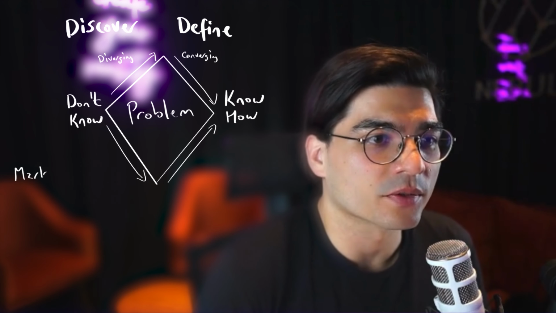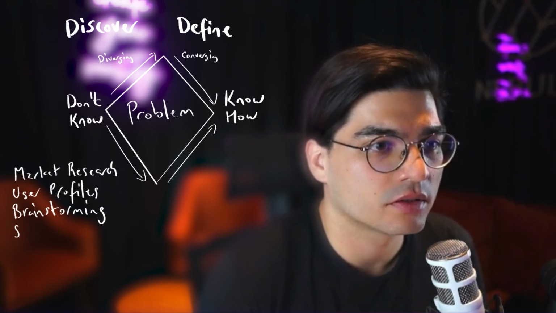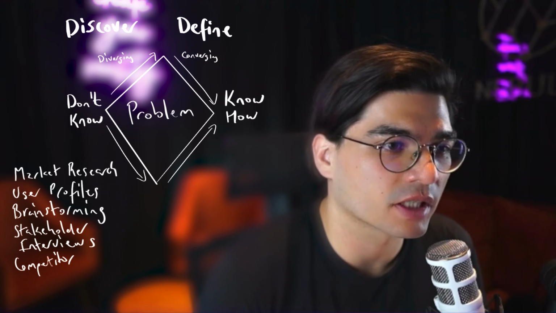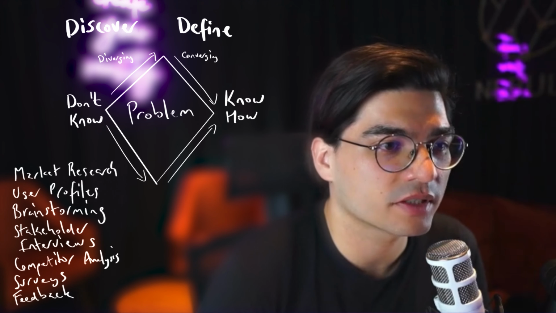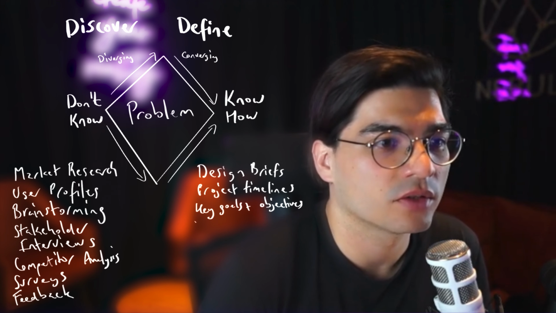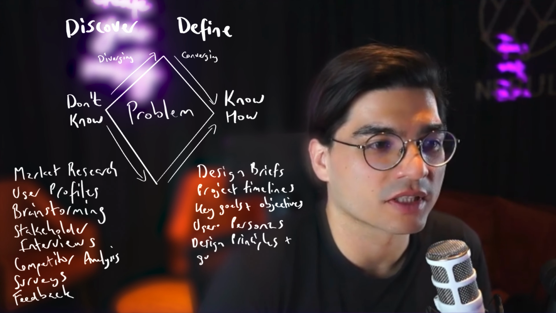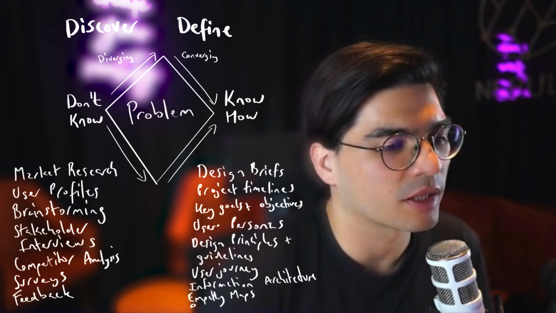Here's some examples of outcomes that can come from the discovery and define phase. In discovery phase, there can be market research, user profiles, brainstorming sessions, stakeholder interviews, competitive analysis, surveys, and feedback from customers and users. In define phase, there can be design briefs, project timelines, key goals and objectives, user personas, design principles and guidelines, information architecture, user journeys, empathy maps, and problem statements.